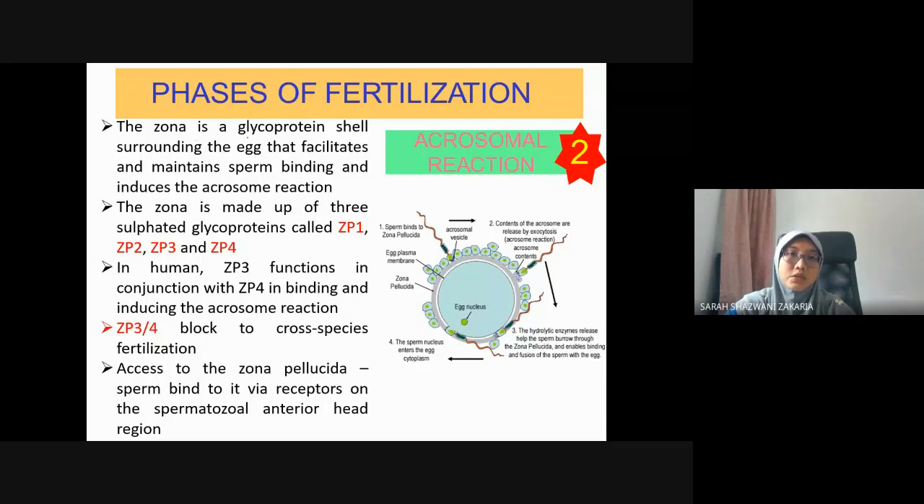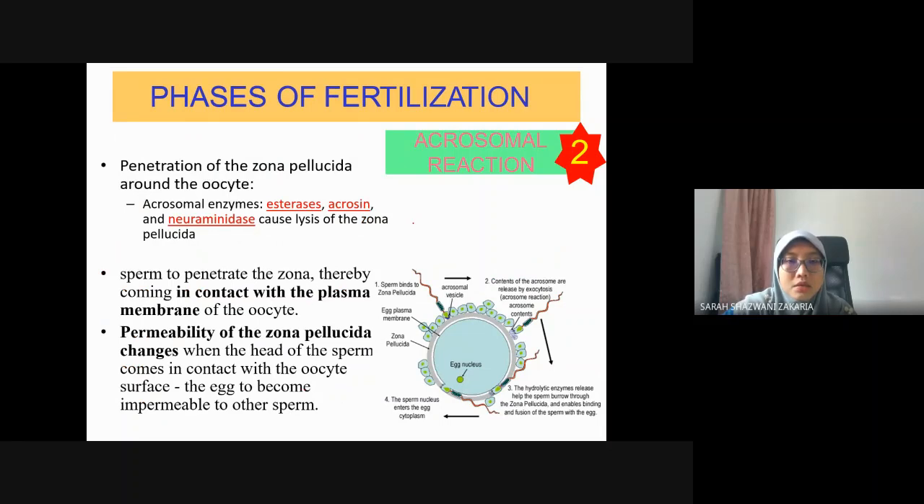The zona is a glycoprotein shell. The zona pellucida layers will be penetrated by the substances in the acrosome, which facilitate and maintain sperm binding. The zona is made up of 3 sulfated glycoproteins, ZP, so that eventually there are receptors for binding. The sperm gets access to the zona pellucida and is able to bind to the receptors.